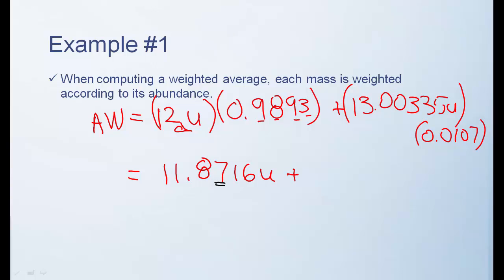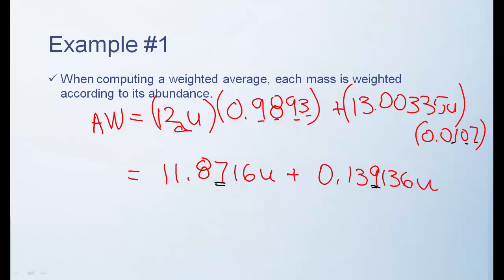For the next term here, we have to evaluate this product here, 13.00335 times 0.0107, and we get 0.9136 atomic units. And again, we have to count and figure out how to round this. We have 3 sig figs here, 1, 2, 3, and we have a whole bunch here, so we're going to round this to 3 sig figs here.